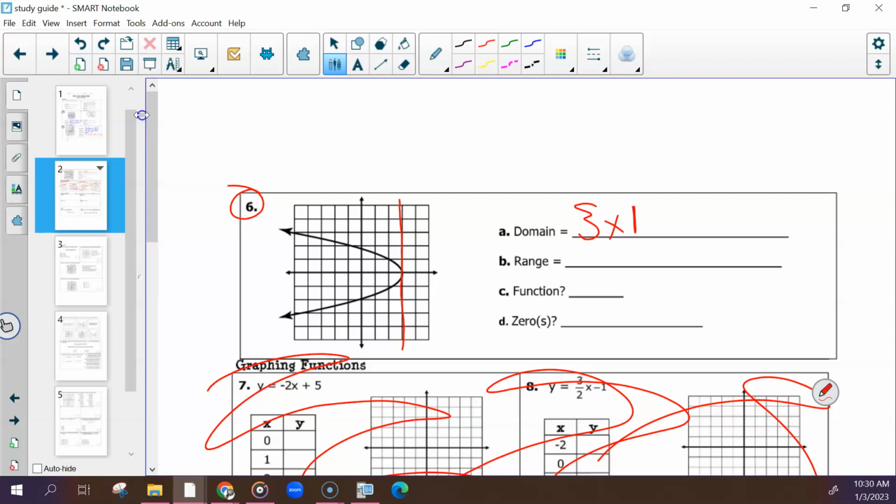Where does it stop? Furthest point to the right. Cameron? 3. Is it greater than 3 or less than 3? Less than. All of this part of the function is below it. So this would be x is less than or equal to 3.